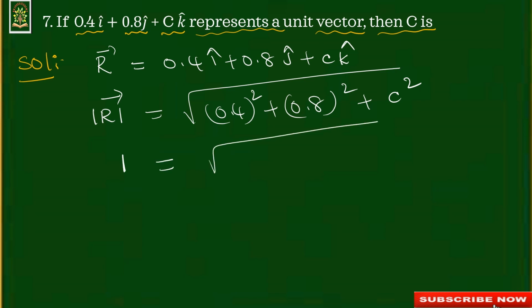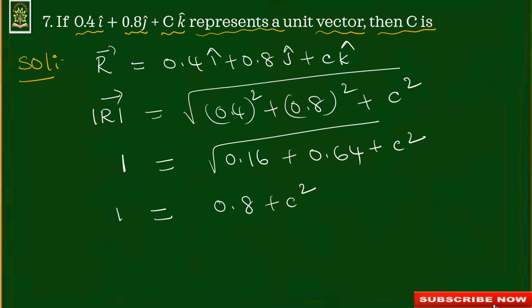So, this value is 1. So, that is equal to 0.4 whole square, 0.16, plus 0.8 whole square, 0.64, and plus c square. So, 1 is equal to 0.16 plus 0.64, which can be written as 0.8, plus c square.